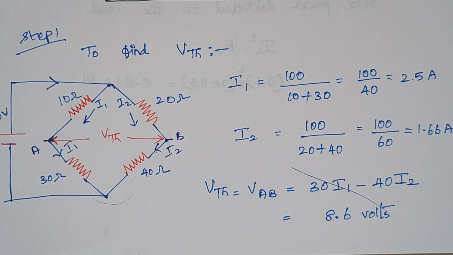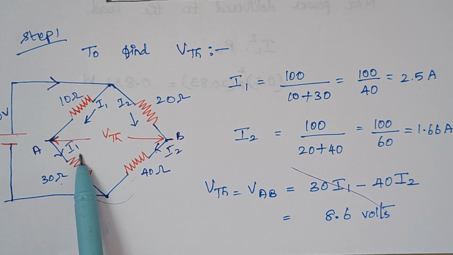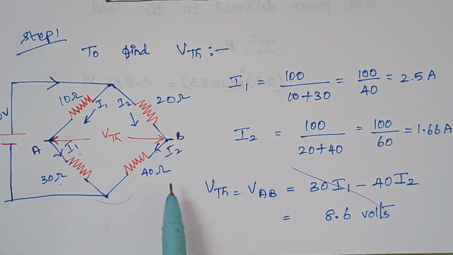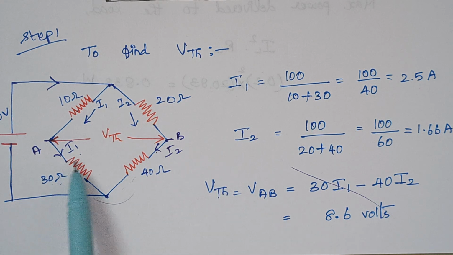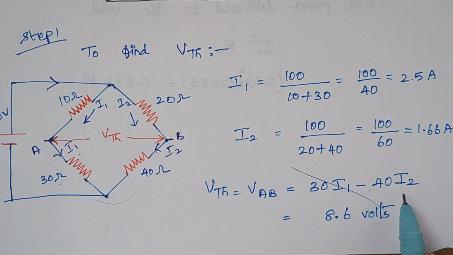So what is the formula for voltage? It is I into R, that is 30 I1, and here 40 I2, right? Since they are opposite to each other, I have written 30 I1 minus 40 I2. So here it is 8.6 volts, right? Just substitute the values of I1 and I2 here and the final answer is 8.6.